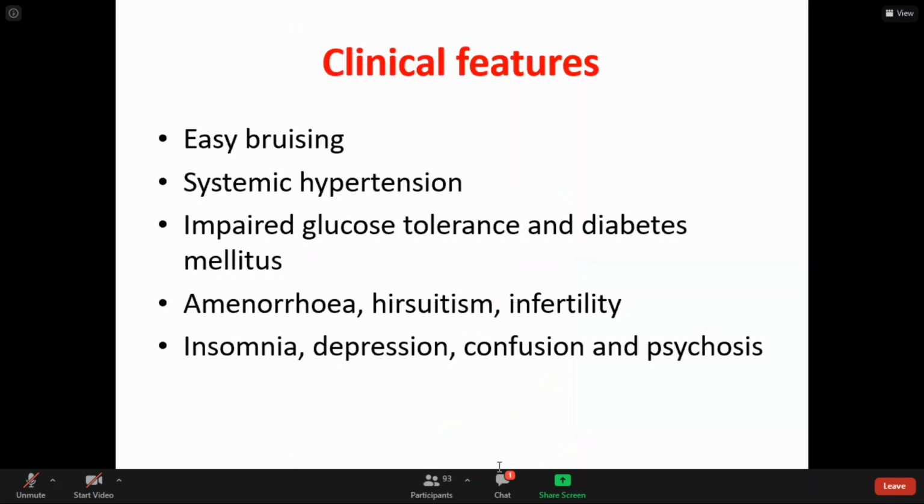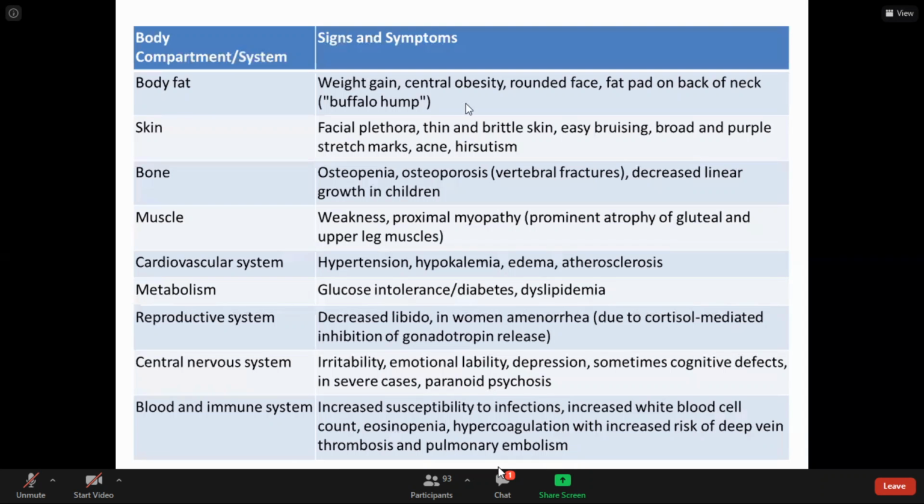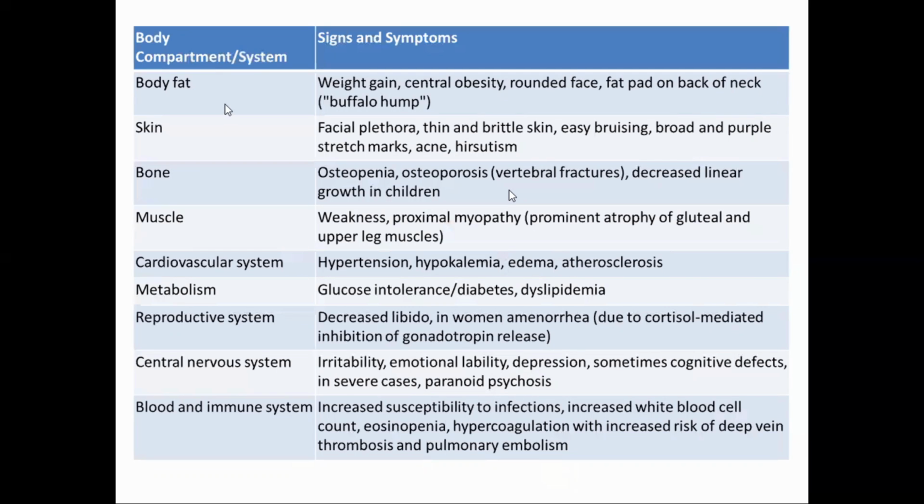I have mentioned the clinical features like this or in chart form, whichever will be easy for you. You can study in that way. But it is better if you write in a system-wise pattern, that would be better. The same things as already mentioned: in the body fat, skin, bone, muscles, cardiovascular system, metabolic, reproductive, CNS, and immune system. You can better write in a systematic manner.